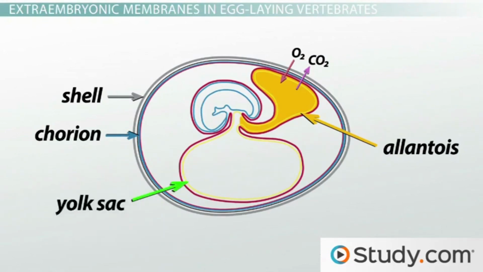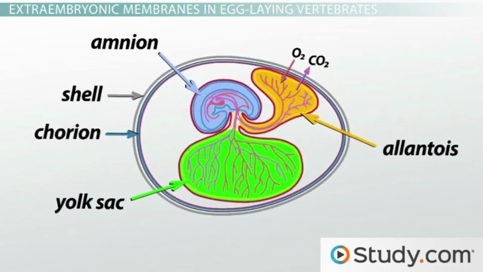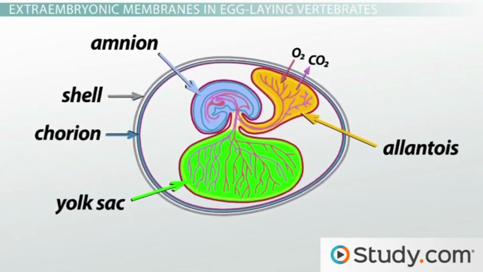The yolk sac is the extraembryonic membrane that surrounds the egg yolk. The yolk sac has a well-developed vascular system that transports nutrients from the egg yolk to the developing embryo. And finally, the amnion is the extraembryonic membrane that surrounds the developing embryo. The amnion is filled with fluid, and its main job is to serve as a shock absorber to protect the embryo against any jarring impacts or movements.